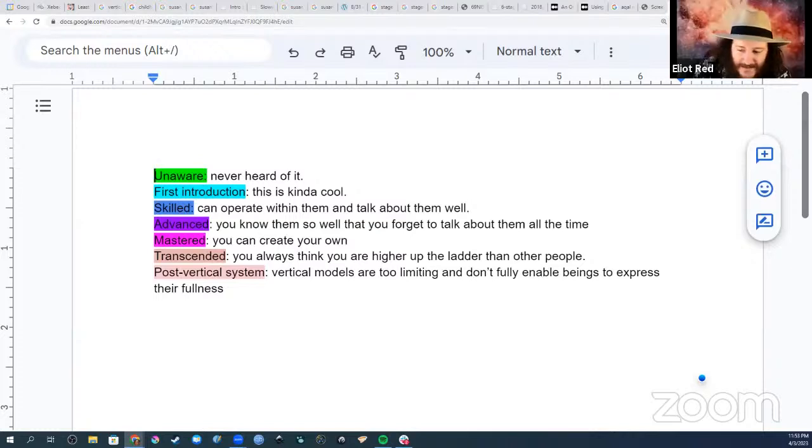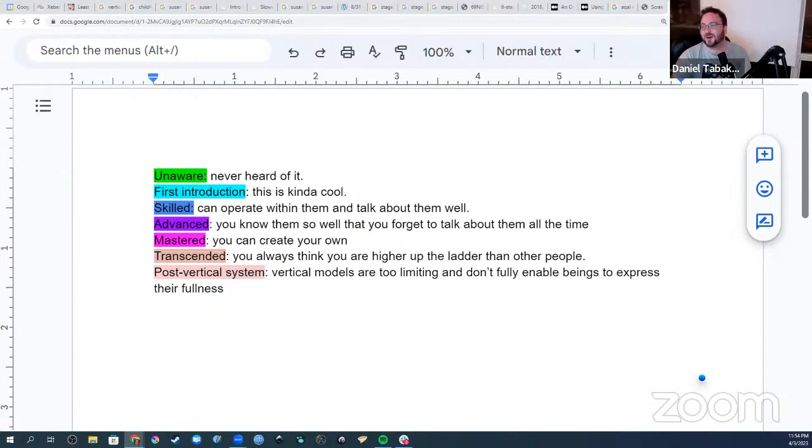Right. Okay, so the first one is unaware. That's the first level. That means you've never heard of it. So that was maybe you before this podcast. Yeah. Second one is first introductions. That was you at the beginning of it. Wow, you guys have been progressing. Whoa, you've already climbed up a level.